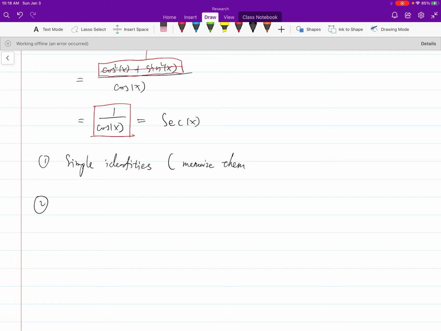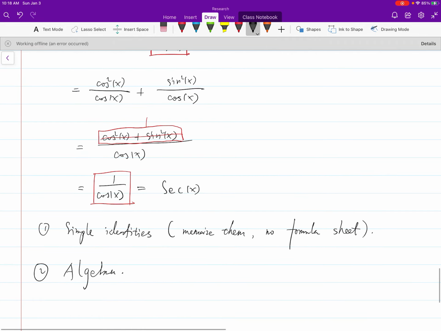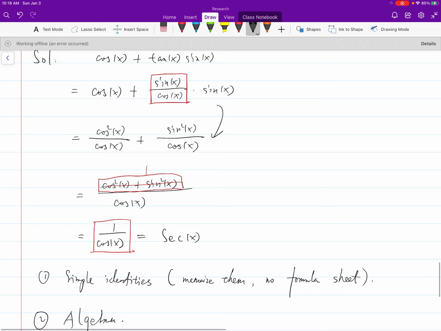Searching something in the library of your mind is so much quicker and more accurate than searching it on a table or on a formula sheet. So don't use formula sheet. That's the reason I don't allow a formula sheet here. You can use it the first time you learn it or to remind yourself, but don't rely on it.